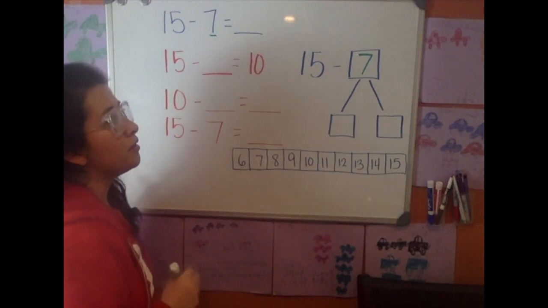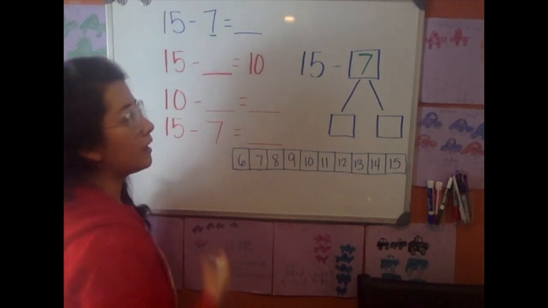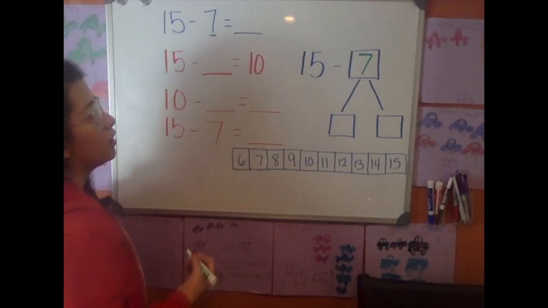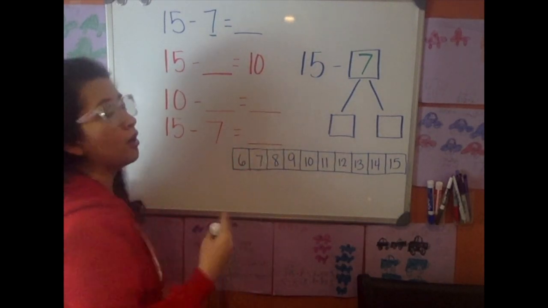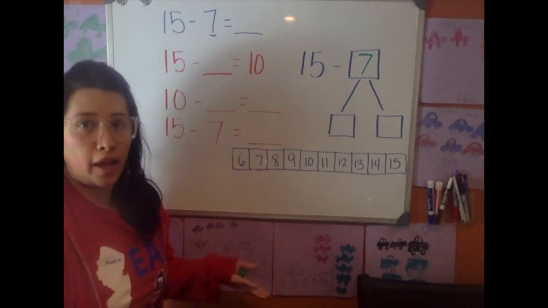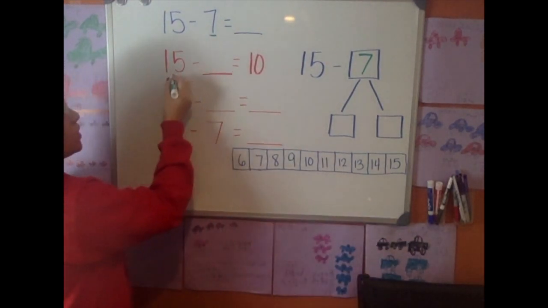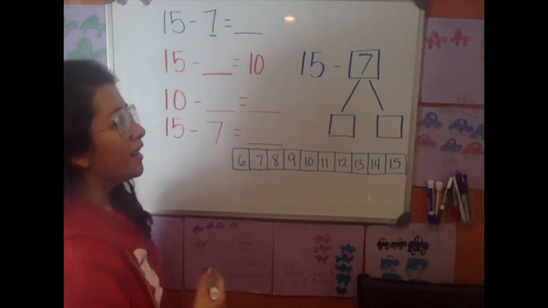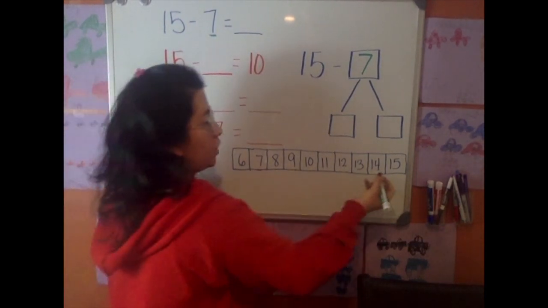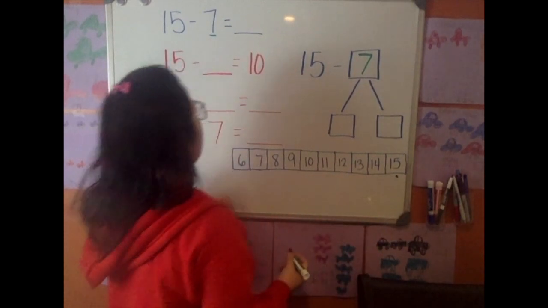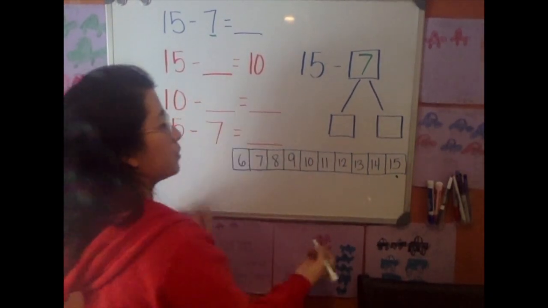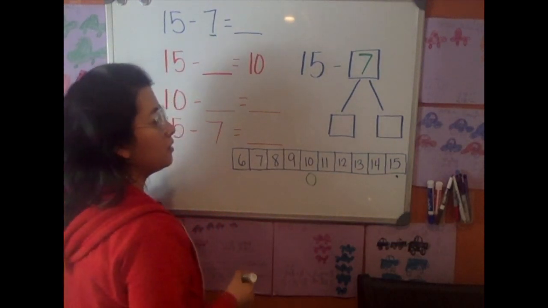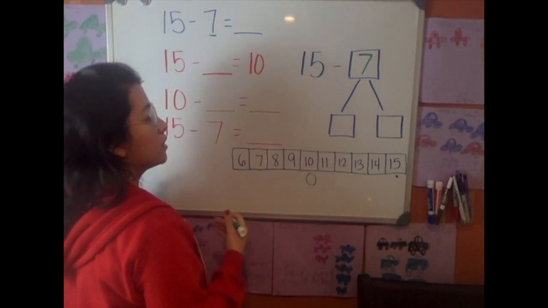15 minus 7 equals something. The objective here is to make a 10. So if I have 15, can I go down and make a 10? I can. So that's what it's asking me here. 15 minus what is going to equal 10? If I'm not sure, I can start here, 15. I know minus means I have to count backwards. And I know I have to stop at 10. So how many hops do I need to do to get to 10?